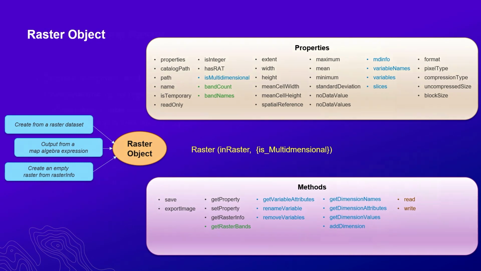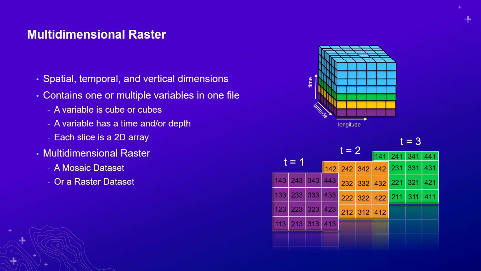Now we talk about multidimension a lot, so let me focus on that a little bit. What is a multidimensional raster? It is a raster which may change over time or change over altitude. So it is actually a 3 or more dimensional raster. It's a hypercube. Of course, it has its x and y dimension, and it may have other dimensions like time or depth or altitude.